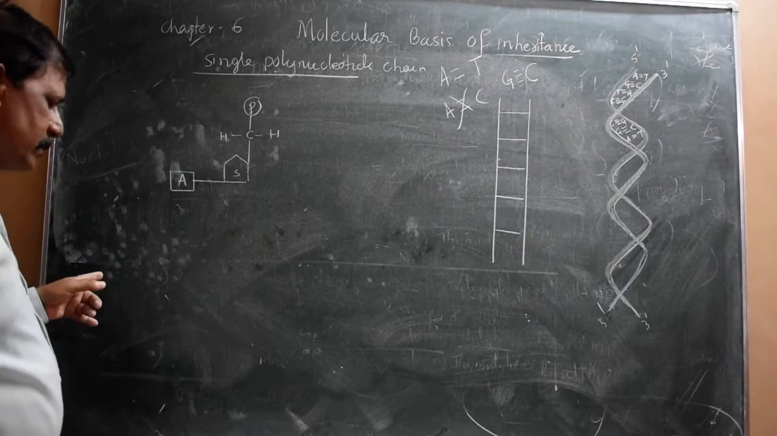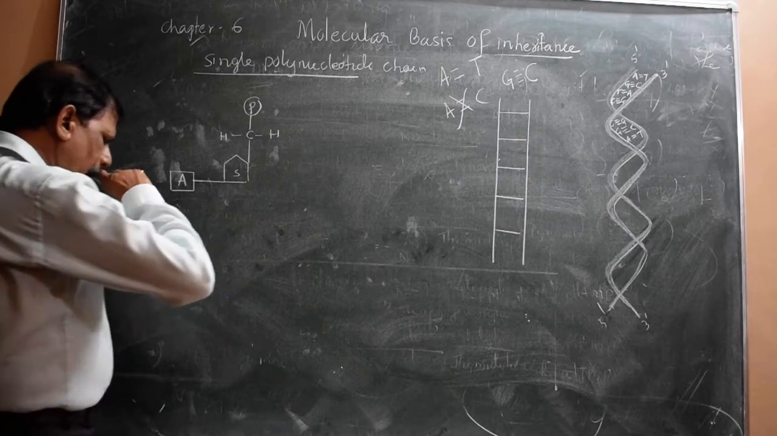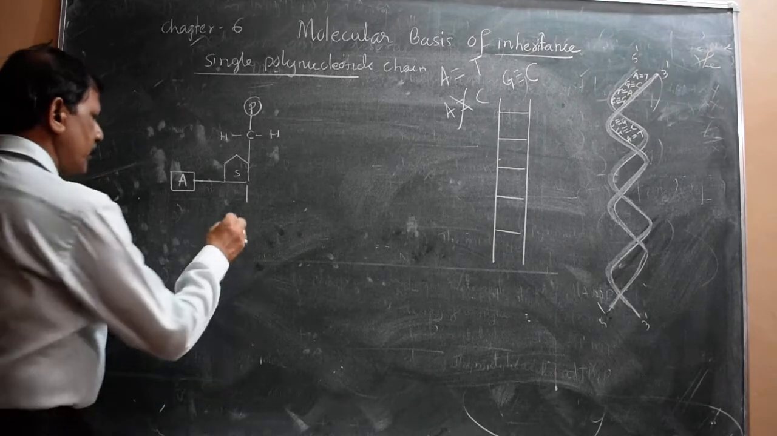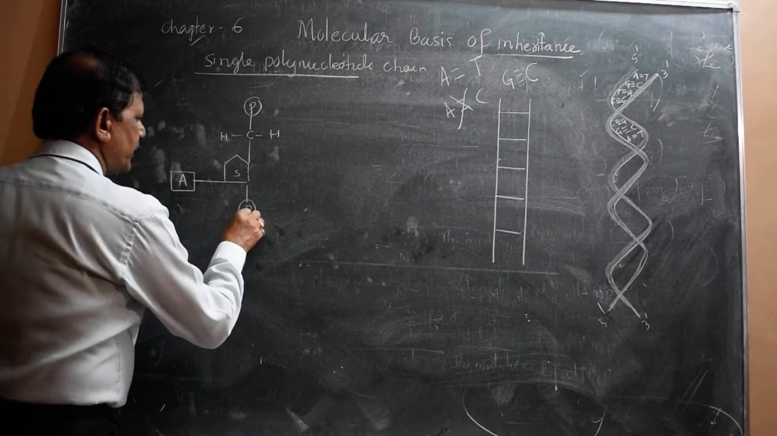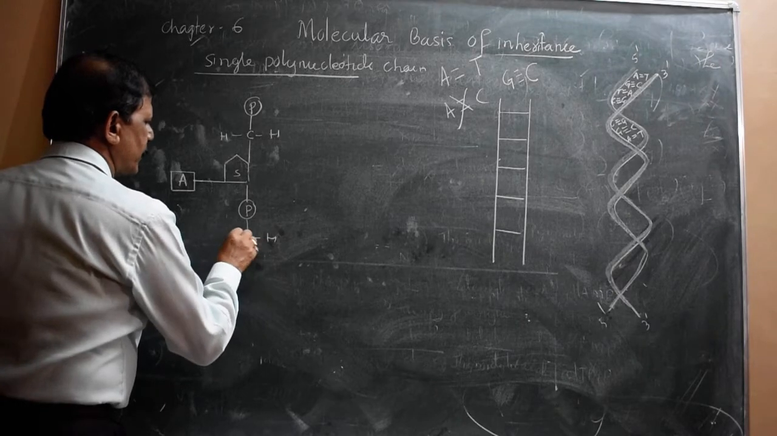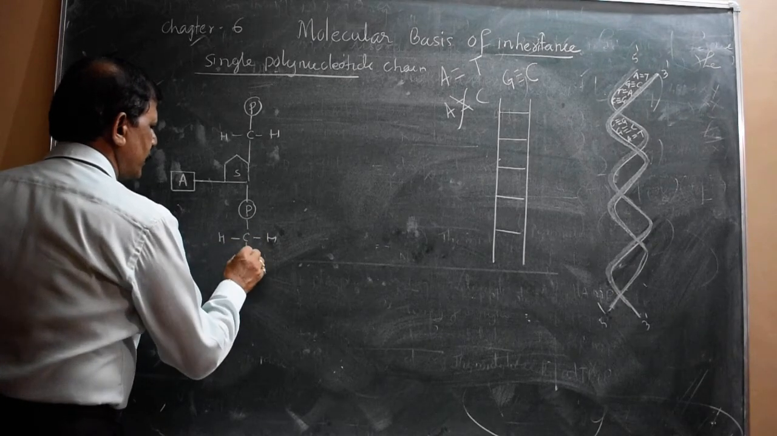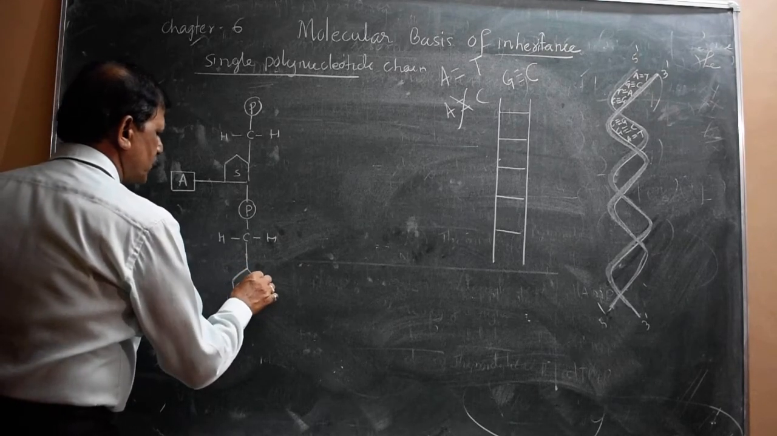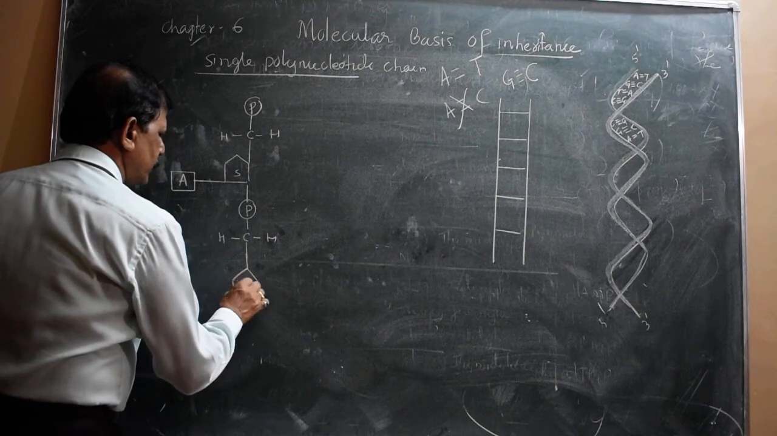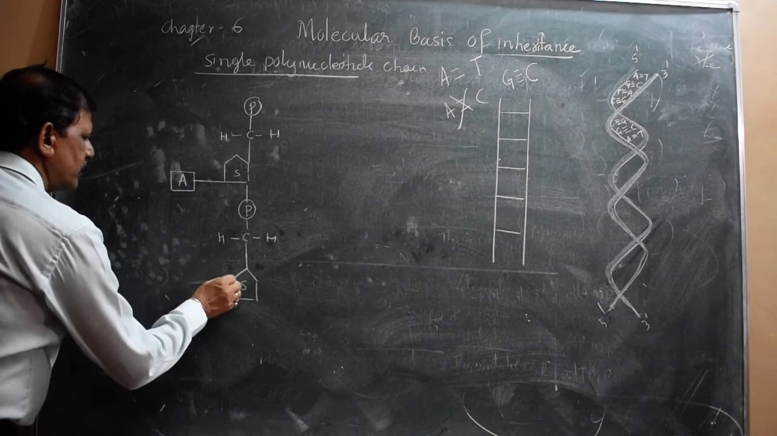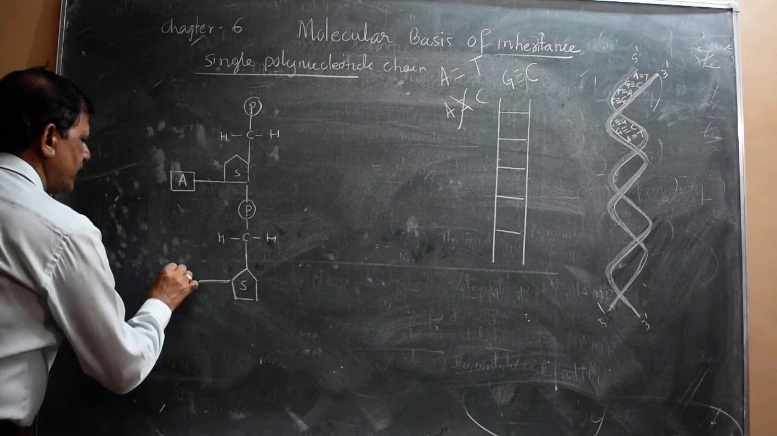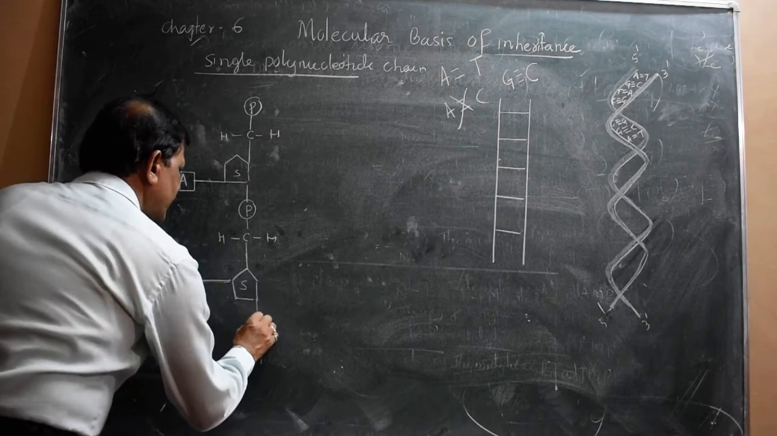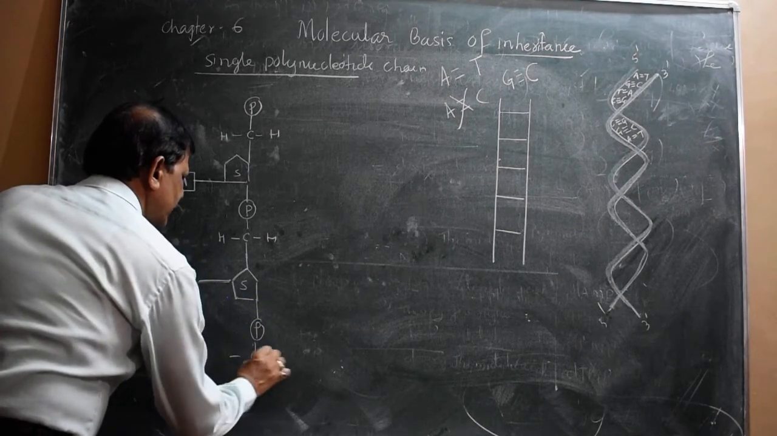This connection is the ester type of connection. Similarly, in the next there is another phosphate, then C H, and then again one more pentose sugar, which may be connected with a guanine. Got it? And then once again here the phosphate, and then again H.